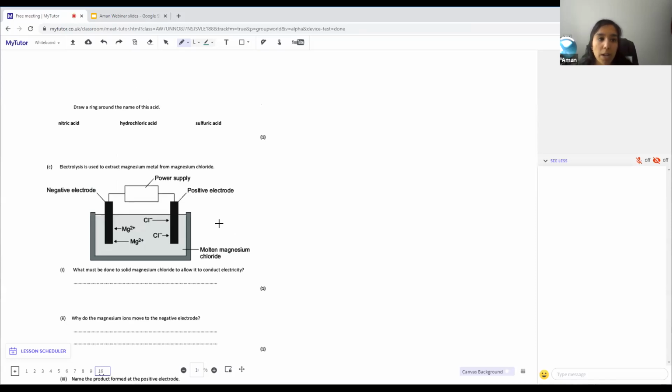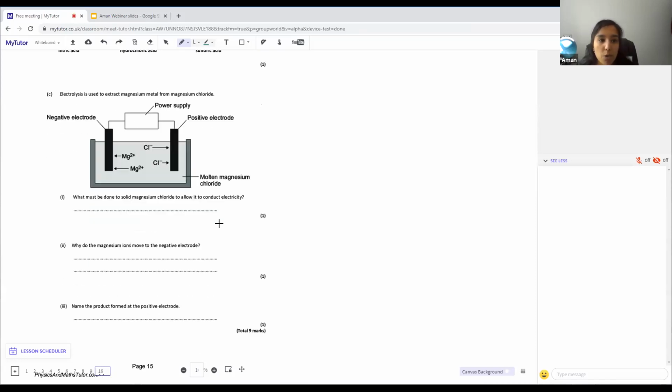Okay, so electrolysis is used to extract magnesium metal from magnesium chloride. What must be done to solid magnesium chloride to allow it to conduct electricity? For anyone wondering, these are a mix of exam questions. So I've taken them from the 3 main exam boards, so OCR, AQA and EdExcel. Yep, make it molten or dissolve it in solution. So very similar to the question we just did. Again, a very similar question. So hopefully you can see a lot of the exam questions are really, really similar.